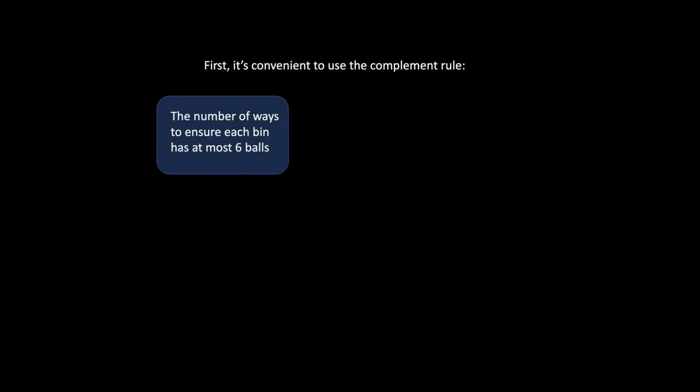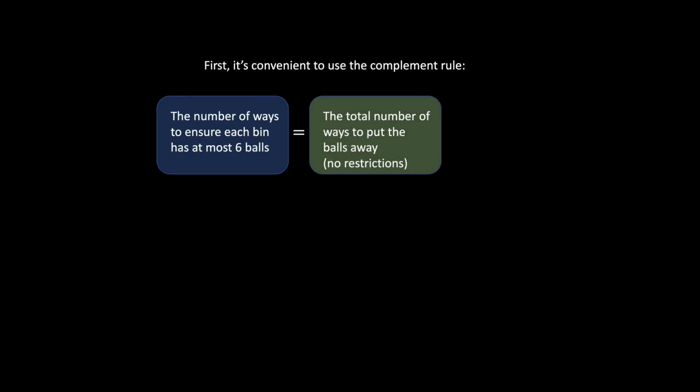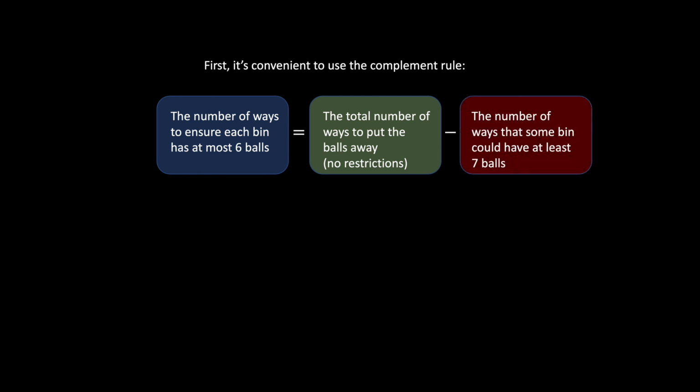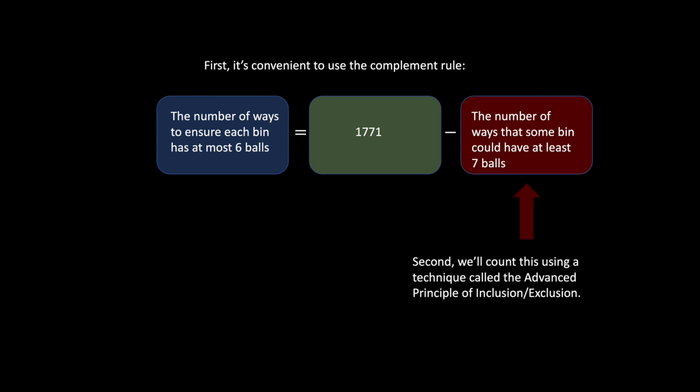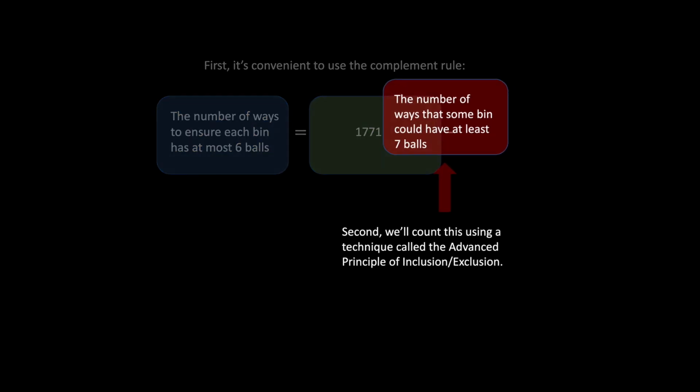First, let's look at the complement rule. The number of ways to ensure that each bin has at most 6 balls is equal to the total number of ways to put the balls away with no restrictions, minus the number of ways that some bin could have at least 7 balls. And we already know the total number of ways to put the balls away is 1,771, so it remains to count this red, and we're going to use what's called the advanced principle of inclusion-exclusion to do that.